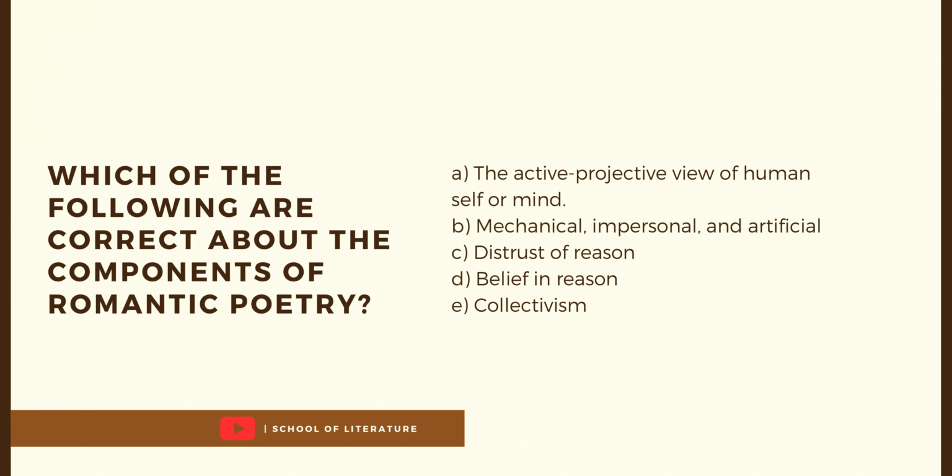For instance, this was a question in the June 2024 exam. Which of the following are correct about the components of romantic poetry? The active projective view of human self or mind, mechanical, impersonal and artificial, distrust of reason, belief in reason, or collectivism? You could easily answer this question if you know romantic literary history, but this question becomes easier if you know the socio-political context. With respect to this question, some of the socio-political contexts are the period's reaction against industrialization, its emphasis on emotion over reason, and its belief in the power of individual imagination.